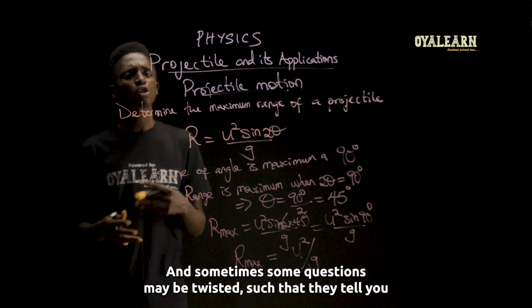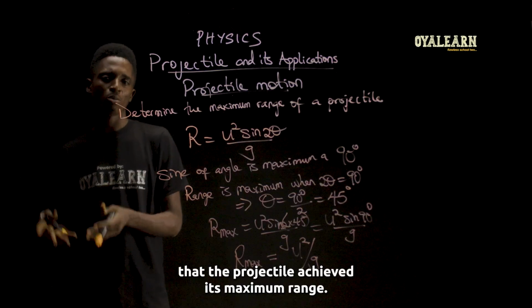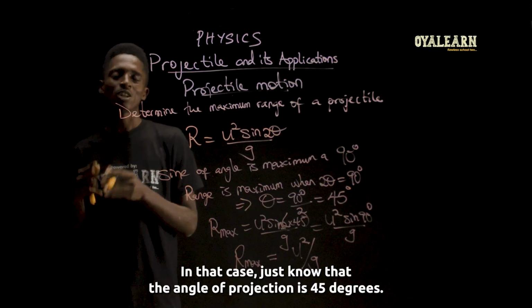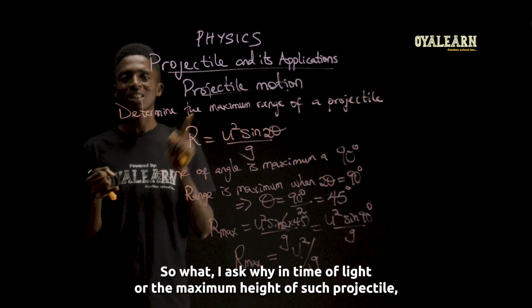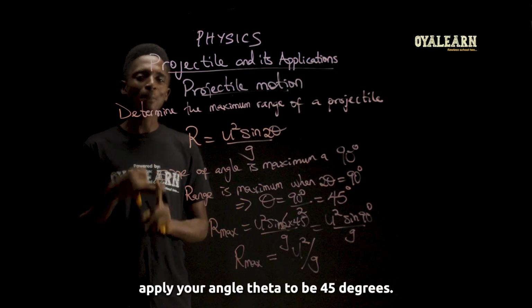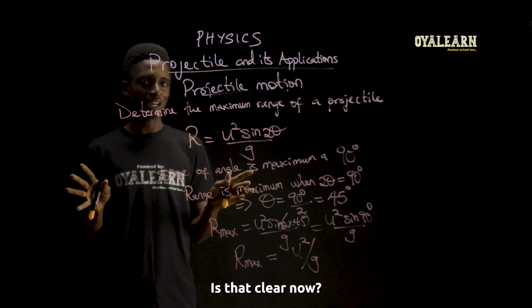And sometimes some questions may be twisted such that they tell you that the projectile achieved its maximum range. In that case, just know that the angle of projection is 45 degrees. So whether you're asked to find time of flight or the maximum height of such projectile, apply your angle theta to be 45 degrees. Is that clear now?